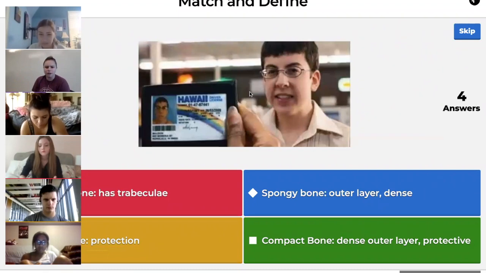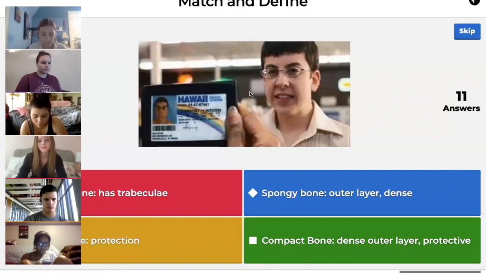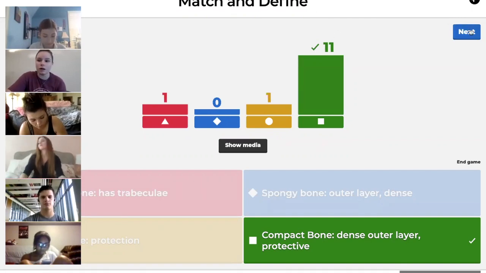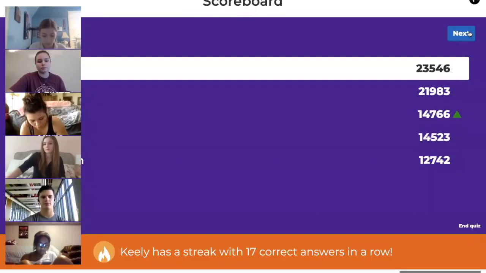So match and define the difference between compact and spongy bone. Okay, cool. Compact bone has a dense outer protective layer, right? And then spongy bone has the trabecula, okay? And it's pretty porous and it makes blood cells and hormones and has fat in it and other things.